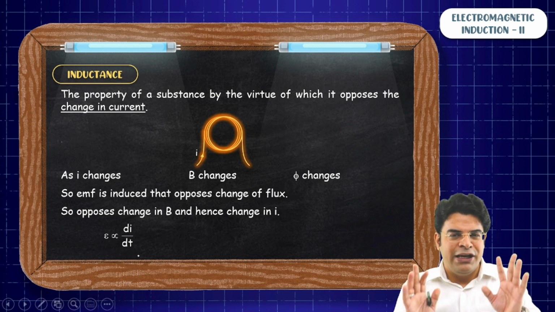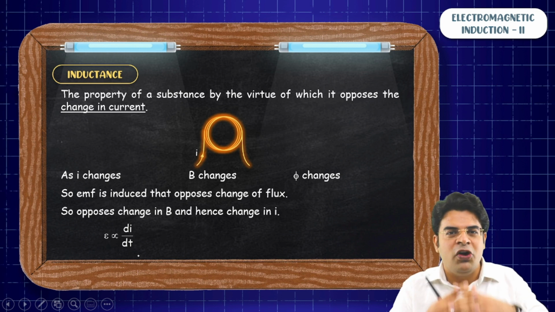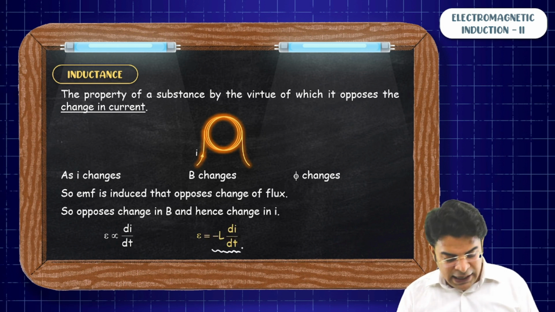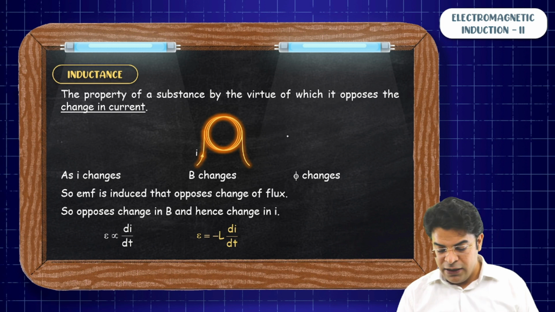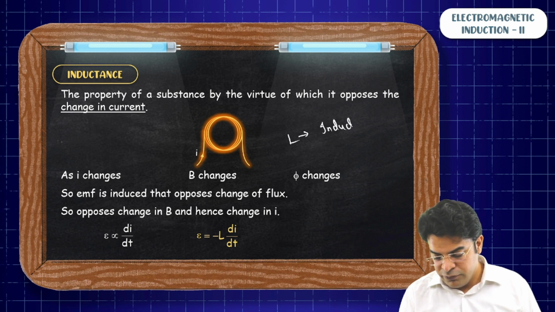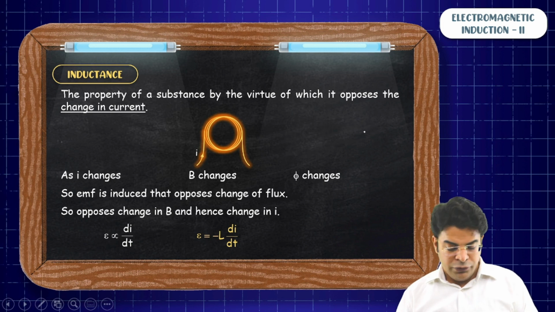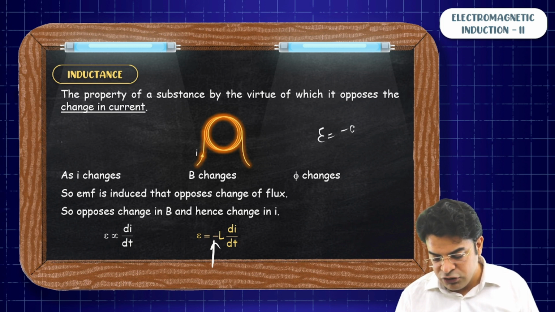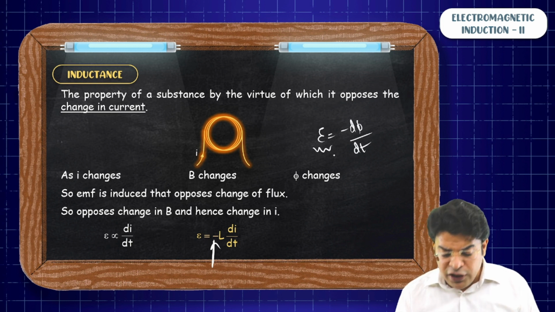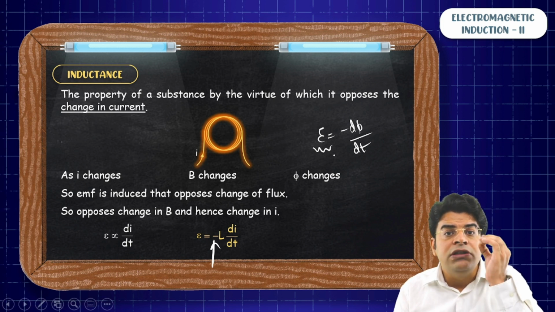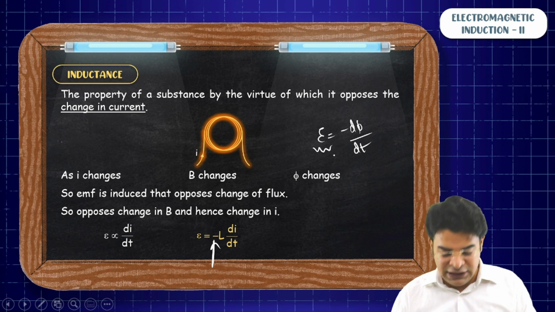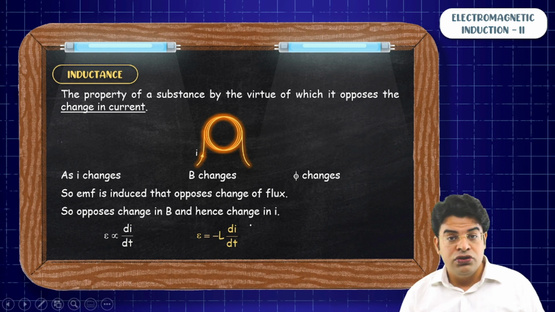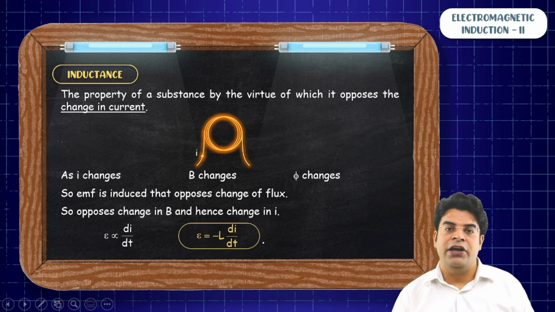Now every time in this world a physicist finds a proportionality, what do they do? They place a proportionality constant. So we write E equals minus L di by dt. Here the proportionality constant is L. L stands for inductance. Now, children, here is an important thing. Why do we have a minus sign? For the same reason we have a minus sign in E equals minus d phi by dt. The EMF induced will be such that it will oppose the change in flux. Similarly here, the EMF induced will be such that it will oppose the change in current. So E equals minus L di by dt.